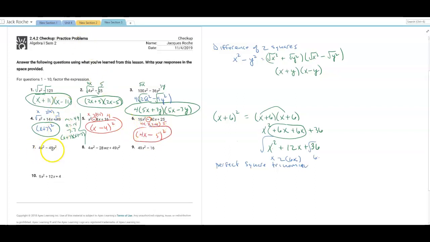Now the next one, as soon as I see two terms, the first thing I must do is look for perfect squares. Can I take the square root of 4x squared? The square root of 4 is 2. The square root of x squared is x. The square root of 49 is 7. The square root of y squared is y. These are two perfect squares linked by subtraction. So 2x plus 7y times 2x minus 7y.